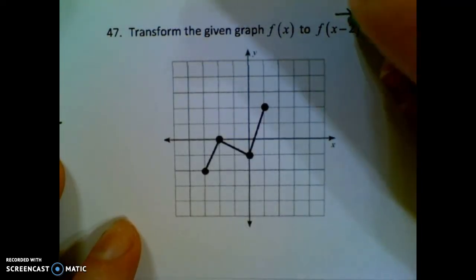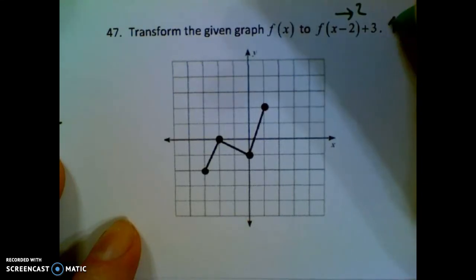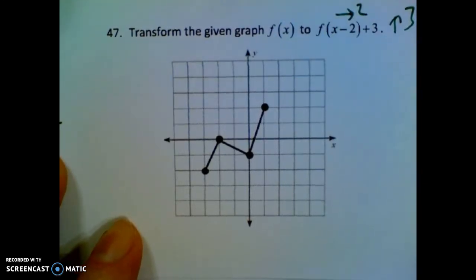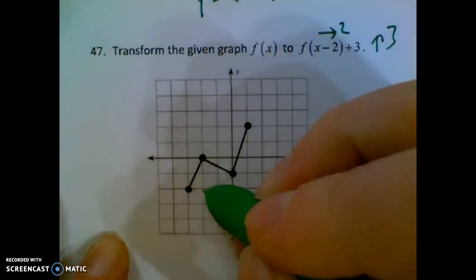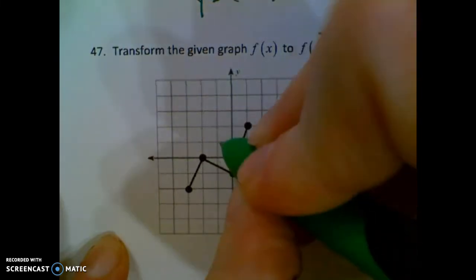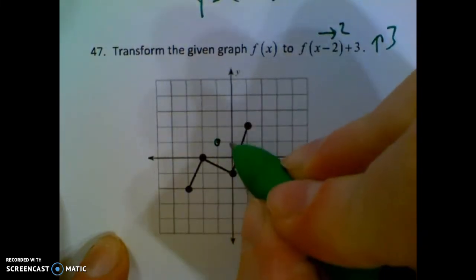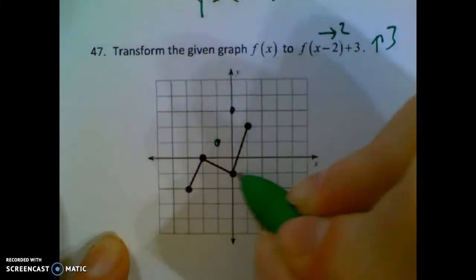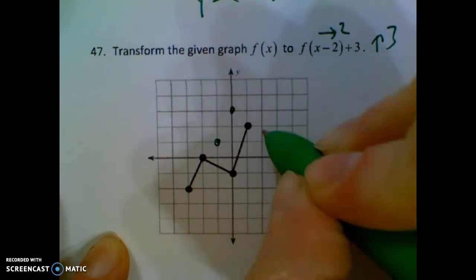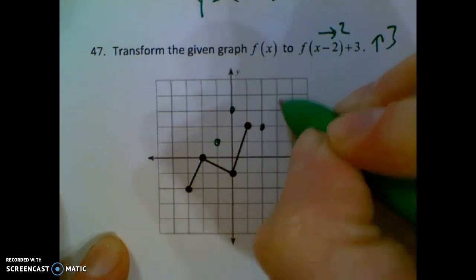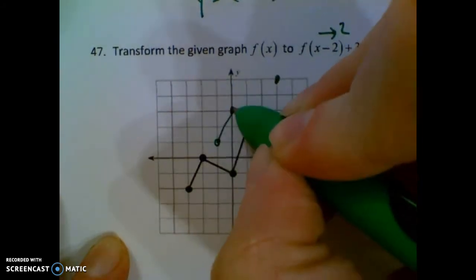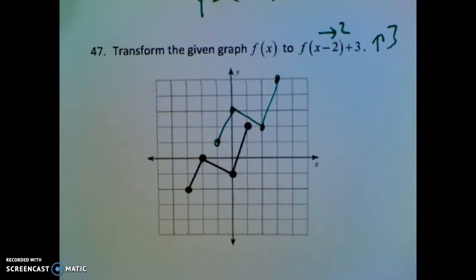This one, you just need to change the graph according to these transformations. This is moving right 2 units, and this is moving up 3 units. So when you do the math, just take each dot and go right 2, up 1, 2, 3, put a dot. Right 2, up 1, 2, 3, put a dot. And then boom, and you're done.